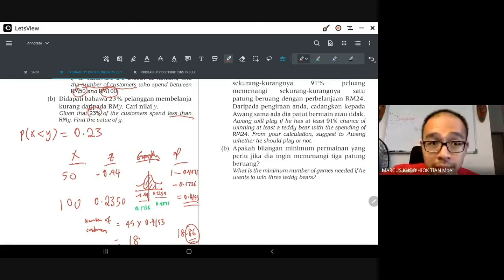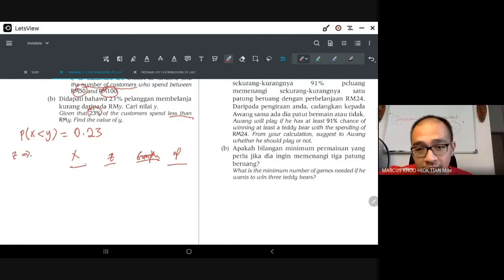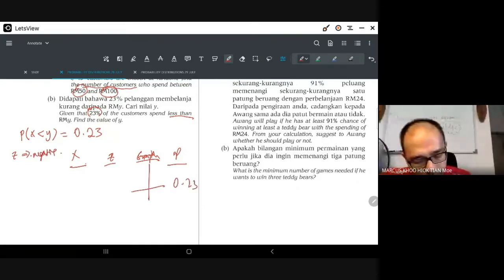Change the percentage to probability. Given the probability, find the value of X. It is the same thing all over again as question A1. Tell me the first thing, Z, is it positive or negative? Okay, Z will be negative. Go ahead, 0.23. You know that Z is negative, and it is less. So this is what we want.